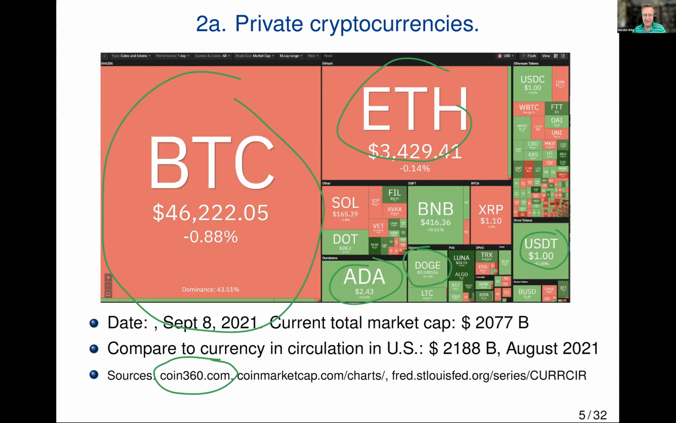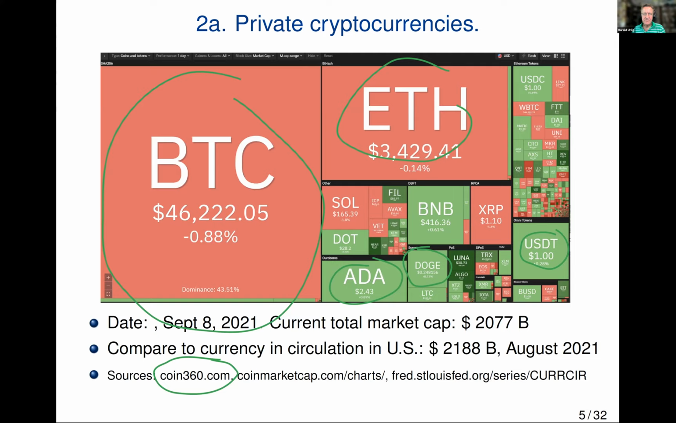So total market cap, as of yesterday, for cryptocurrencies is a bit above 2 trillion. And if you compare that to currency circulation in the United States, that's also about 2 trillion. So they're on the same order of magnitude. Now you could argue that maybe cryptocurrency should be compared to currency in total in the entire world. That may be right, but it's just putting that in perspective.